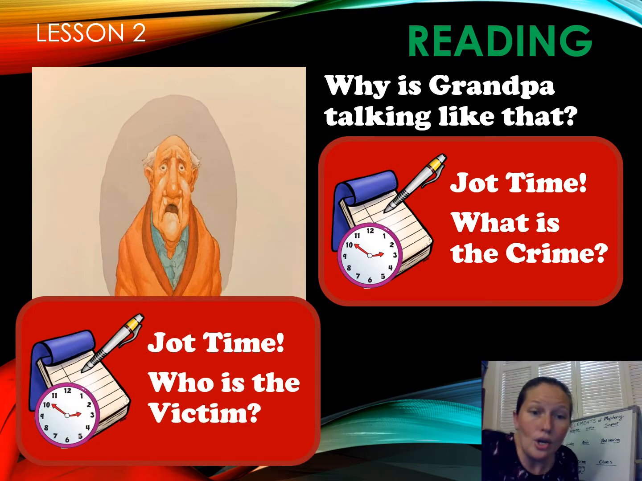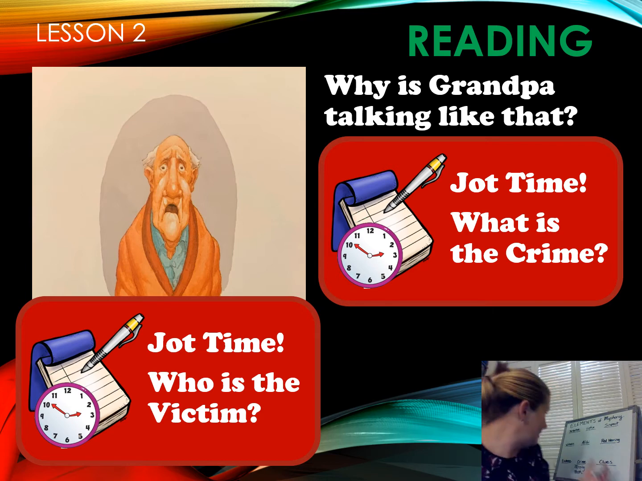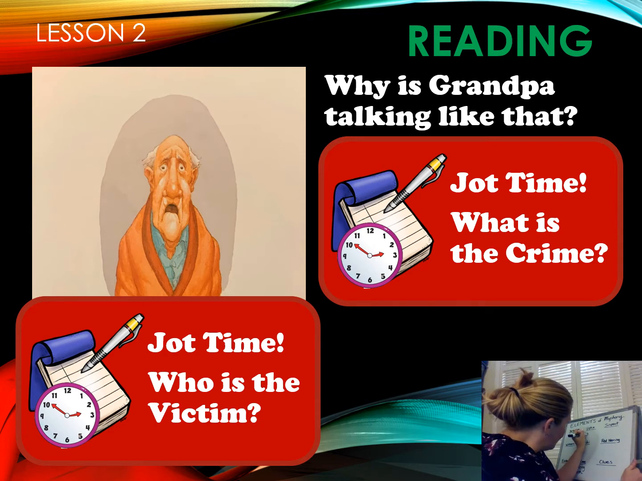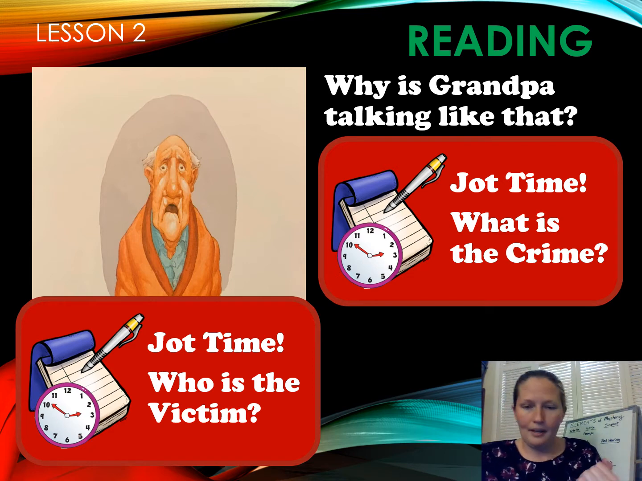Our other element is who is the victim? And that's pretty obvious. Who is our victim right now? Grandpa. So where is the victim? Right here. Grandpa. Okay, we already have two elements, and this is just the first page. Let's move on to the next page and talk about that.